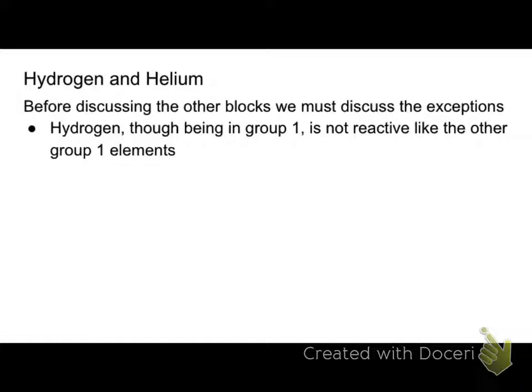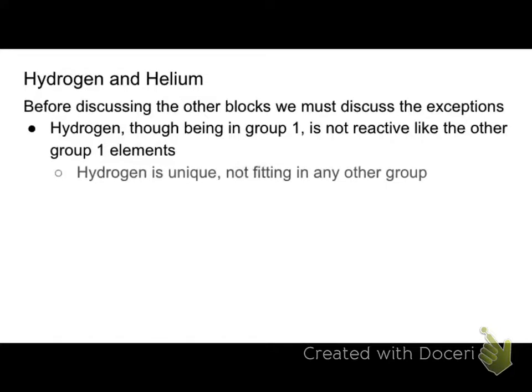We put it there because it has one electron in its outer shell, and therefore it should go in that group. But it's really not similar to that group, and quite frankly, it's not similar to really any other group on the periodic table. Hydrogen's kind of an outlier. It's very unique, and it doesn't really fit into a group. So we elected to leave it in this column because it doesn't fit better with another group.